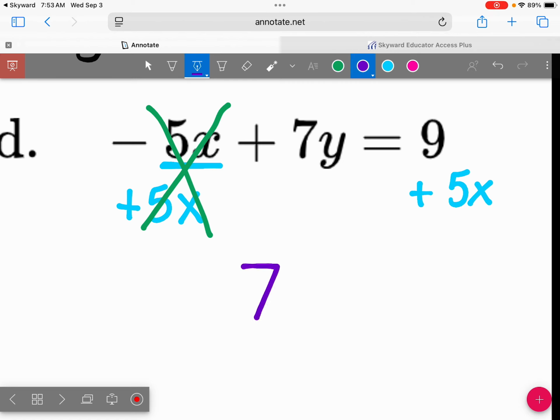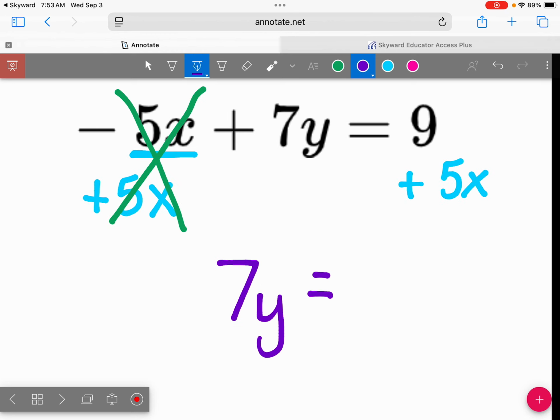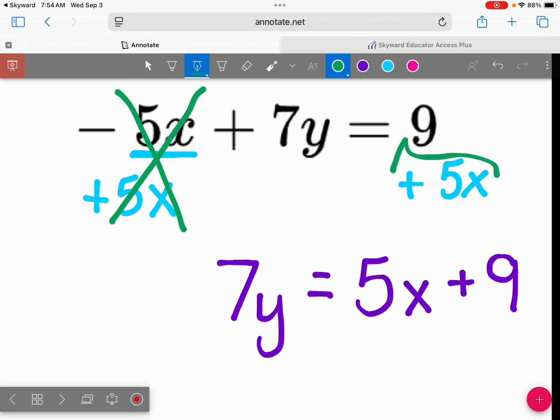So then we're going to have our 7y equals our 9 plus 5x. I tend to put it as our 5x plus 9, because we like to have our mx in the front. So if we have a piece with an x, I'm going to squish it in the front. You don't have to have it right that. If you have 9 plus 5x, that's totally fine. By the end, you're going to have to switch it around.